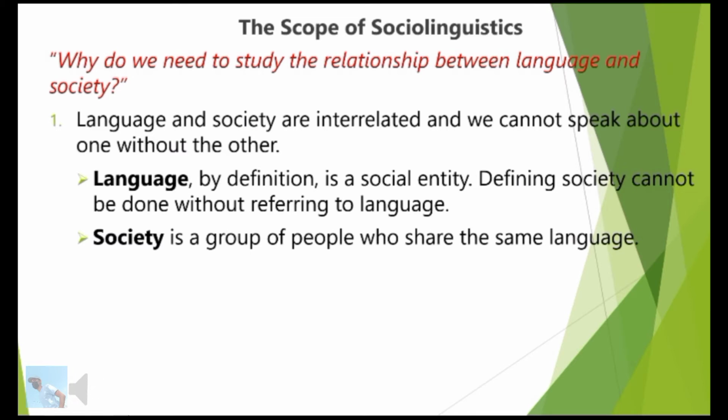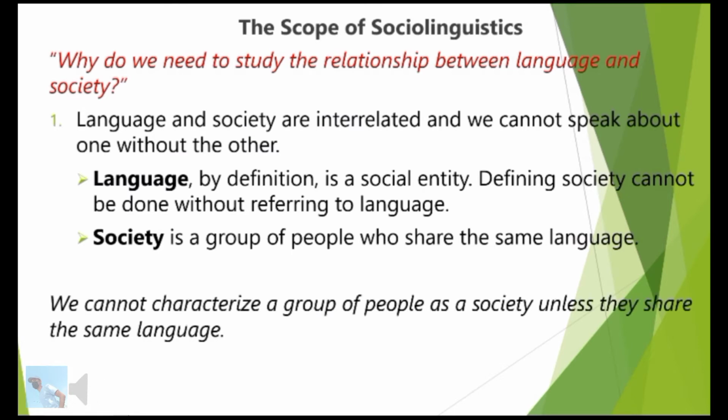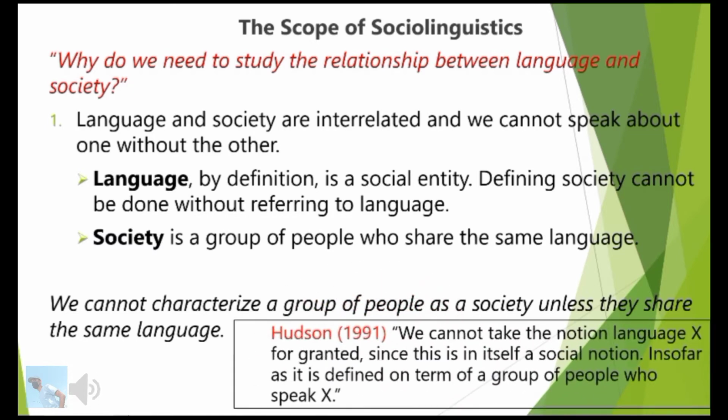So, do you get the idea? You can't talk about language if it's not acknowledged by any society. Same goes for the other. It's impossible to identify a group of people as a society unless they share the same language. Therefore, language and society are related to each other. This is also confirmed by Hudson: "We cannot take the notion language X for granted, since this is in itself a social notion, insofar as it is defined in terms of a group of people who speak X."